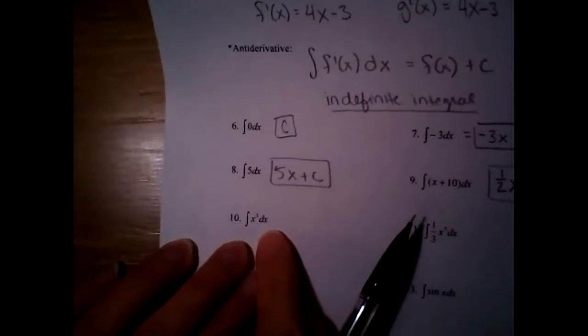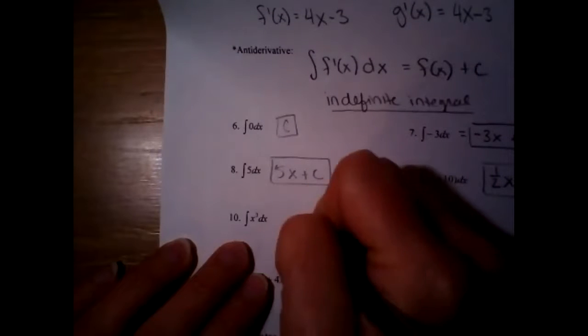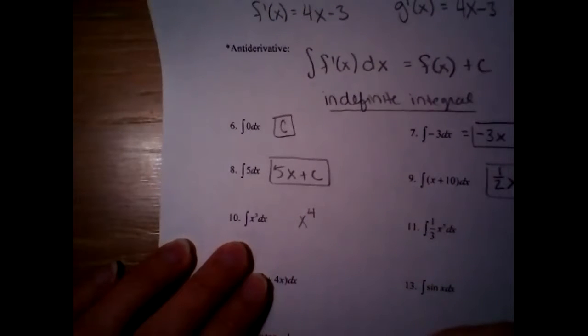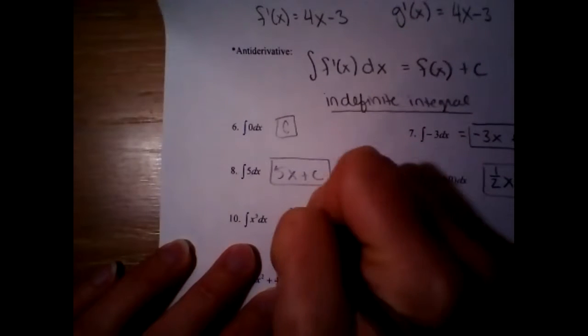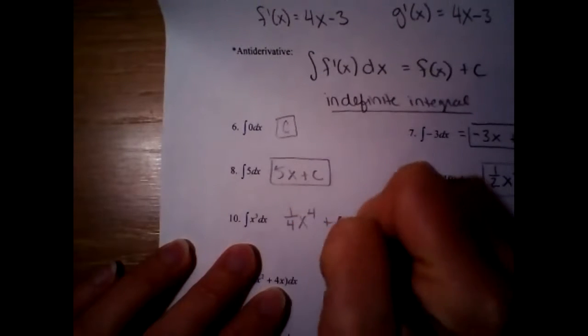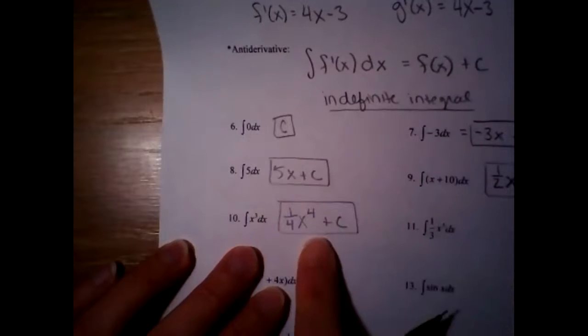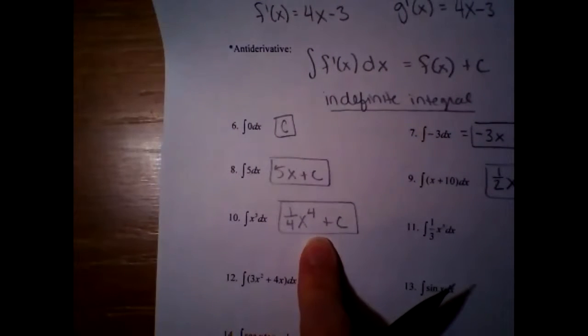All right, so for this one, x to the third, you're going to raise the power, so x to the fourth, and then divide by 4. So you can either just put the whole thing over 4, or you can put a 1/4 out front. You see stuff like this a lot, like 1/4 x to the fourth, and 1/5 x to the fifth, and 1/6 x to the sixth, because that's how these antiderivatives work.